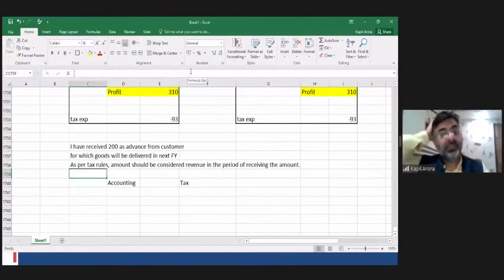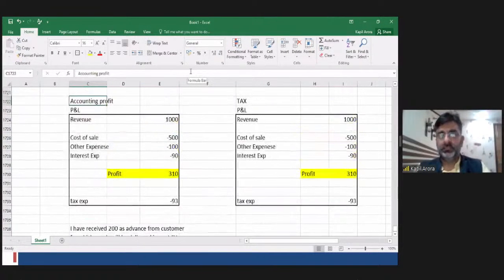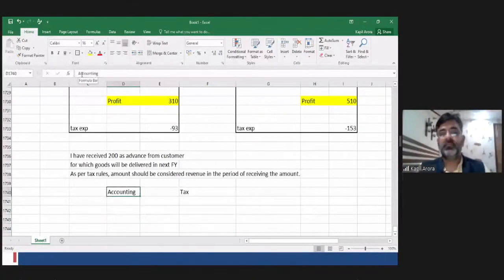Instead of matching with the accounting principle, it simply says whenever you have received the amount, that amount should be considered your profit or your revenue for that particular period. If that is the case, my revenue in tax books will change to 1200. But in this case, the accounting profit will not change at all right now.